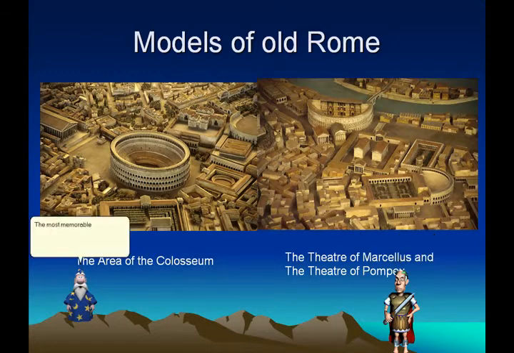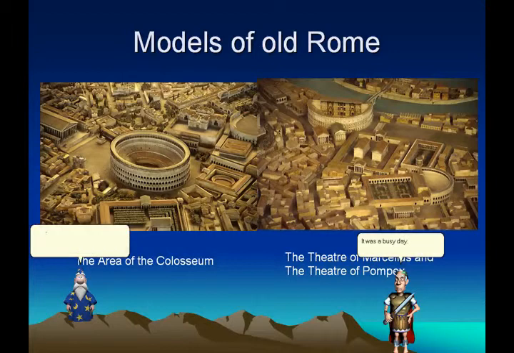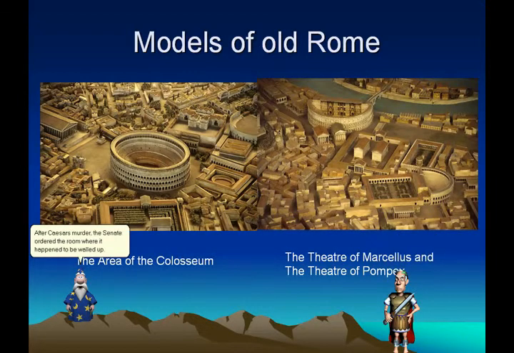The most memorable part of Pompey's theater was its portico, the famous Hecatostellum of 100 columns, where Brutus administered justice from the praetor's bench on the fatal Ides of March. According to another tale, Caesar had in his hand a short message of warning, put there by Greek Artemidorus. Hey, do you not read your mail? It was a busy day. After Caesar's murder, the Senate ordered the room where it happened to be walled up.